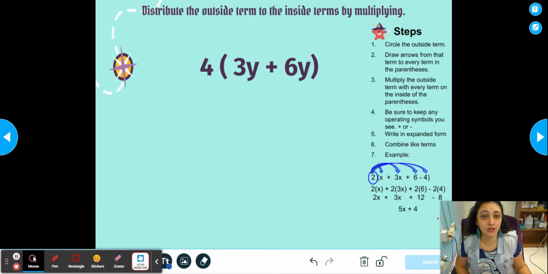Today we're going to look at equivalent expressions and how we can simplify the expressions using distributive property. And so looking at this example here, it says distribute the outside term to the inside terms by multiplying. So I'm going to look at this two different ways.